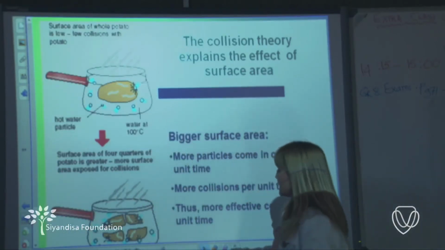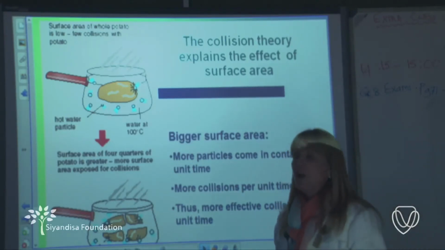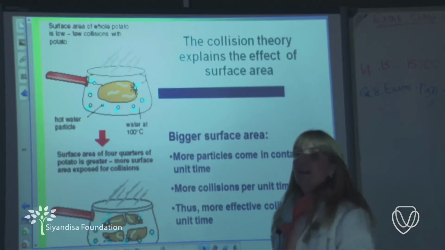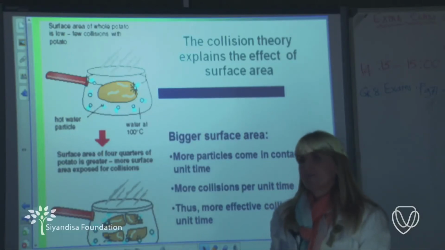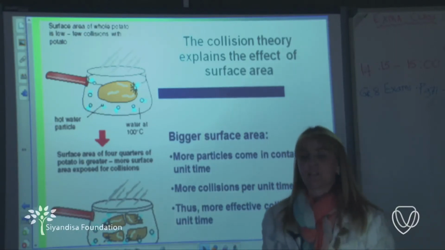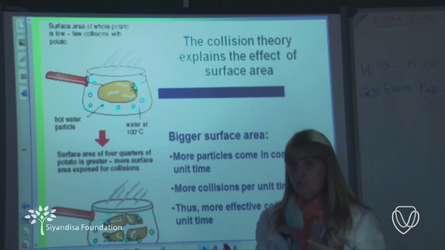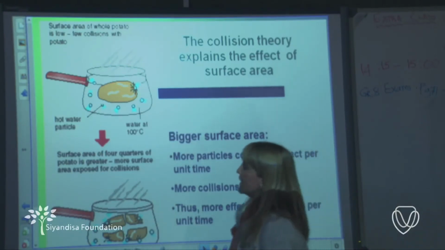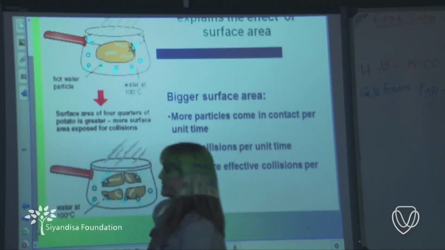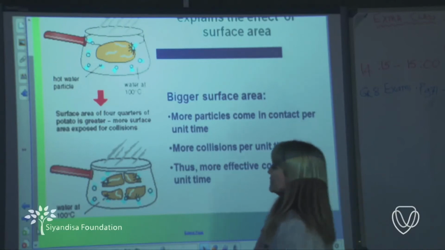Next one, surface area. What effect does surface area have on a chemical reaction? Let's go back to the kitchen. You cook a potato when you get home for lunch. If I take that whole potato and place it into boiling water, it's going to take a long time for that potato to cook. However, if I cut the potato into smaller pieces, it cooks quicker. Why? Let's have a look.